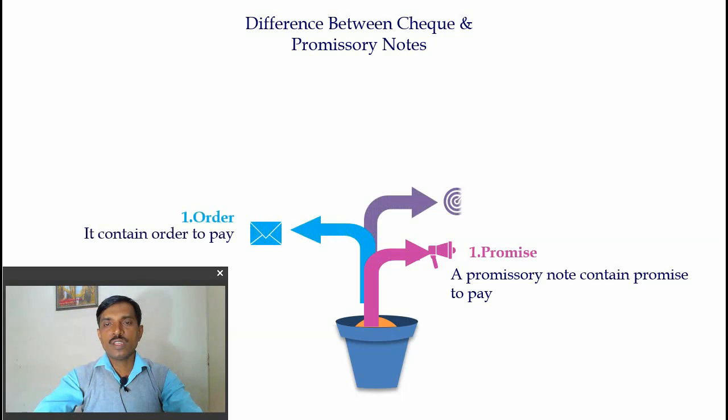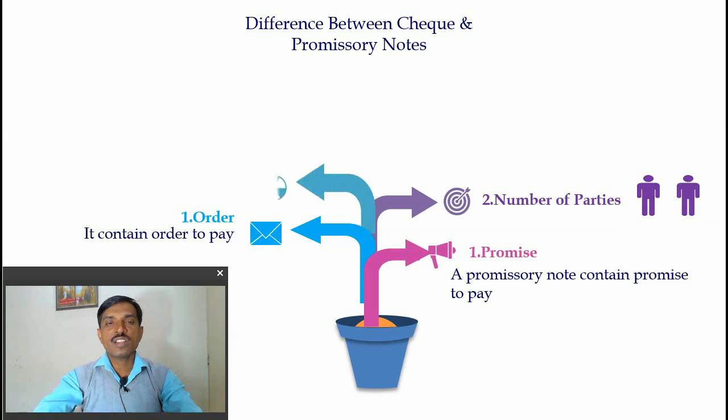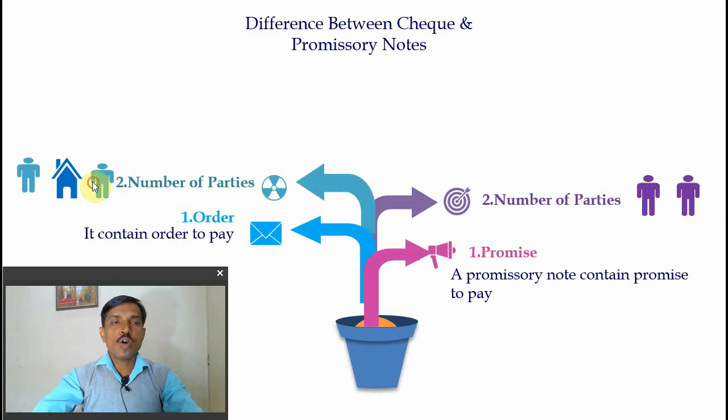The next is the number of parties. The number of parties is only two in the promissory note: the maker and payee. So there are only two parties, maker and payee. But in the case of the check, there are three parties: drawer, drawee, and payee. The check is drawn on a banker, so there are three parties in the check: the drawer, the drawee, and the payee.